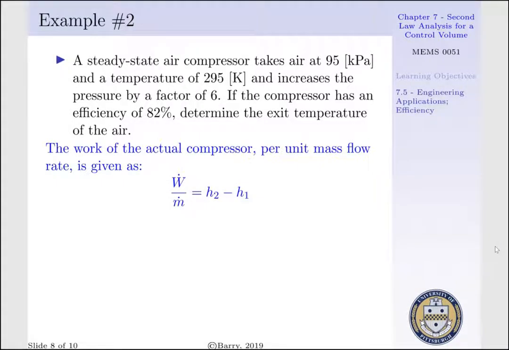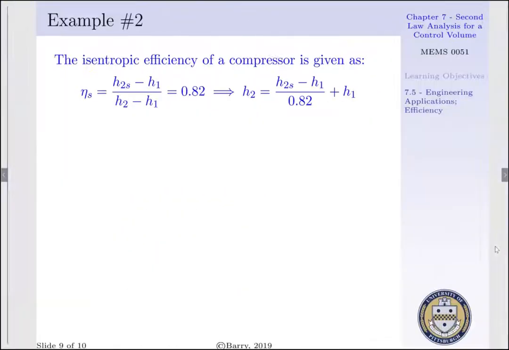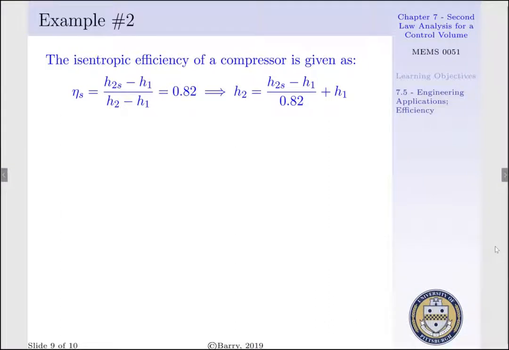We start by noting that the work of the actual compressor per unit mass flow is given as h2 less h1. The work of an ideal compressor per unit mass flow is h2s minus h1. Therefore, recalling the definition of isentropic efficiency of a compressor, we have h2s minus h1 per h2 minus h1 is equal to 82%, or our enthalpy at state 2 is equal to (h2s minus h1) per 0.82 plus h1.